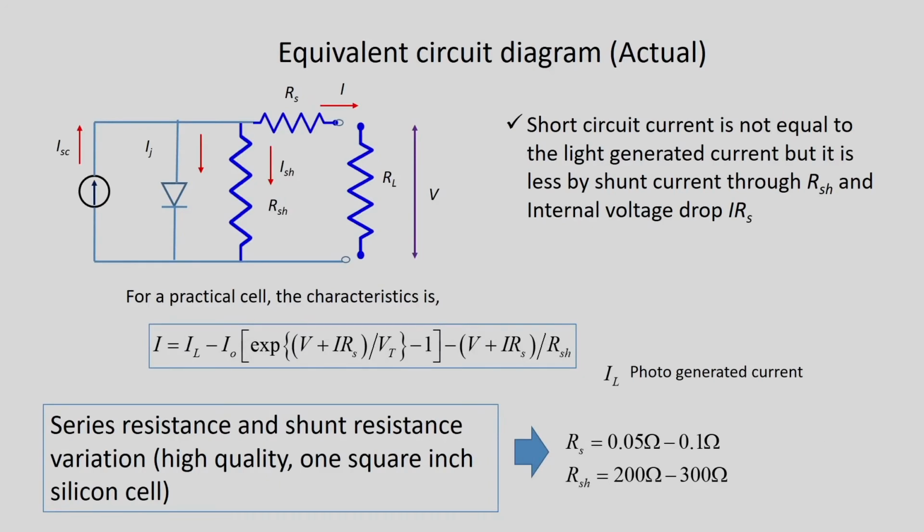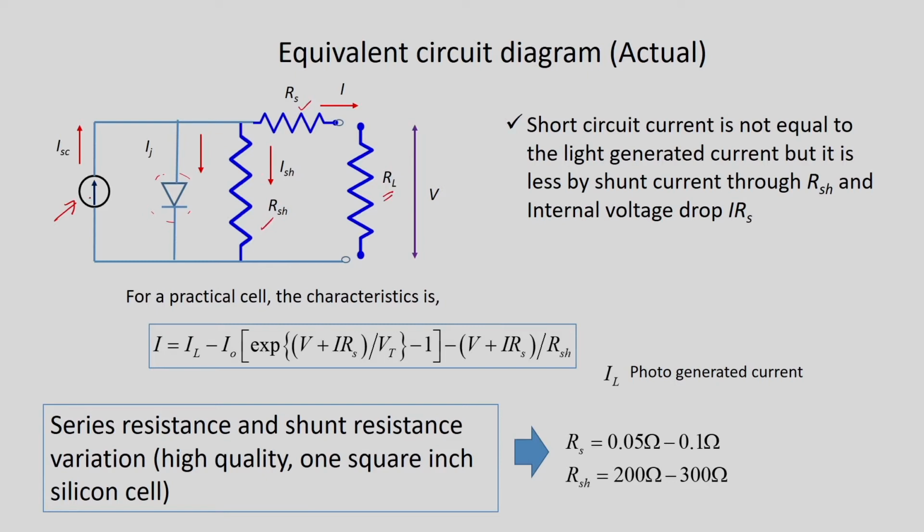Now, let us learn the equivalent diagram. In order to understand the characteristics of a solar cell, we need to plot this equivalent circuit diagram. Of course, this is an actual equivalent circuit diagram. So, what are the components involved in this diagram? We will have a current source, a PN junction or diode, a shunt resistance, a series resistance, and this is the load resistance.